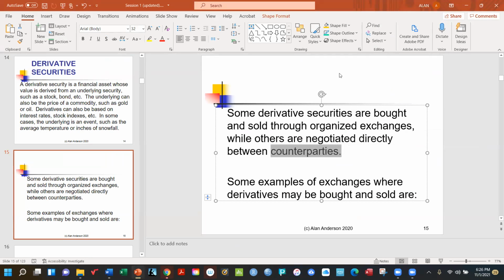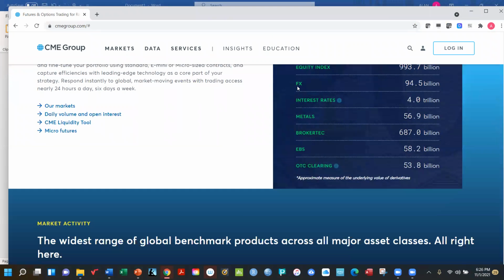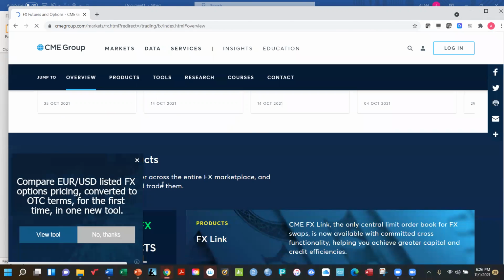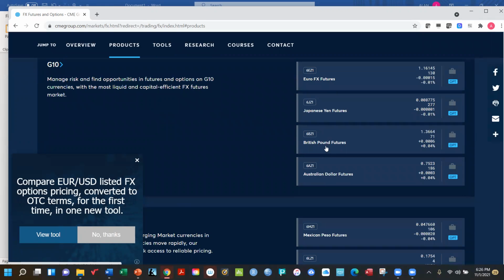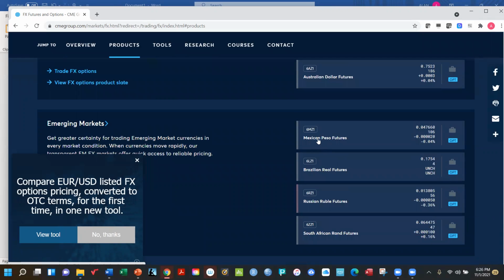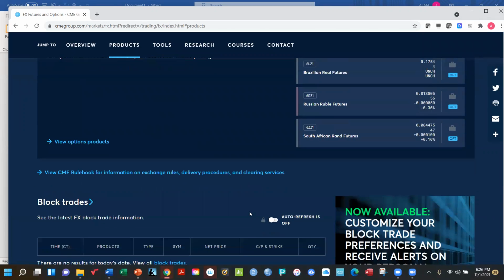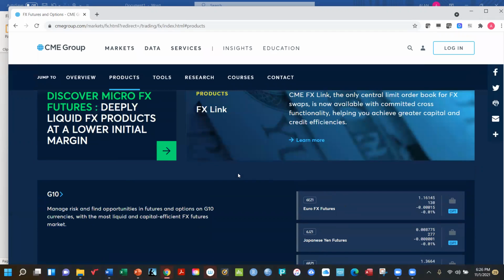So let's say that I need to hedge my risk in a very obscure currency, like the Malaysian ringgit. You're not going to find that here in Chicago. These foreign exchange contracts will be restricted to the major currency pairs, like the pound, the Swiss franc, and the euro. In fact, they may have a list here. Here we go. They have euro, yen, pound, Australian dollar, Mexican peso. These are the emerging markets, of course: Brazil, Russia, and South Africa, but not Malaysia. It's not here. There's not enough trading volume to justify it.